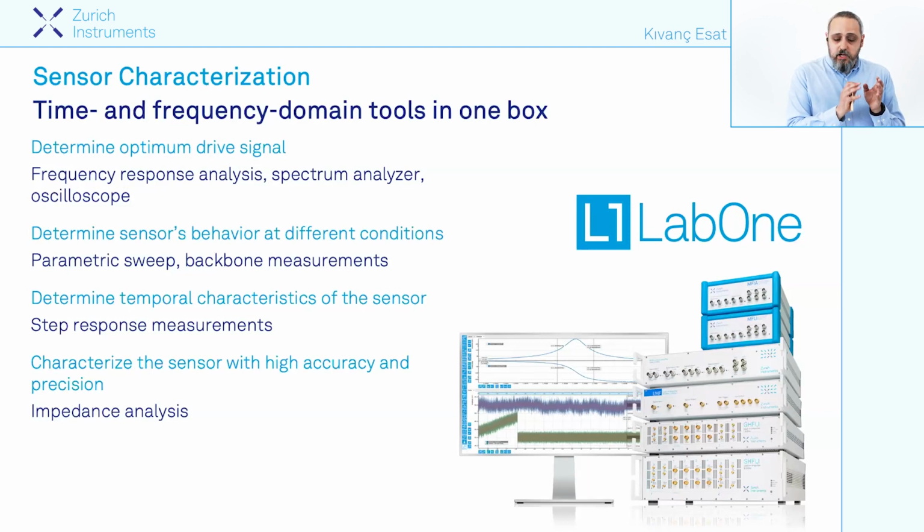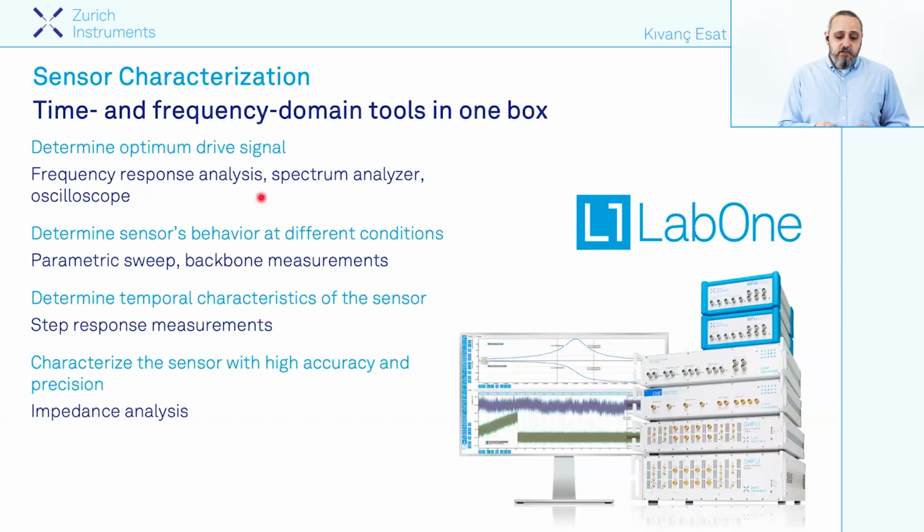Once we know how to drive the sensor with the right signals, also looking at its temporal characteristics is important, which we do by step response measurements. And last but not least, characterizing the impedance of the device at hand is important, especially when we build the ASICs circuitry around it when we are packaging the device. And also certain impedance parameters could be the measurement we are after.